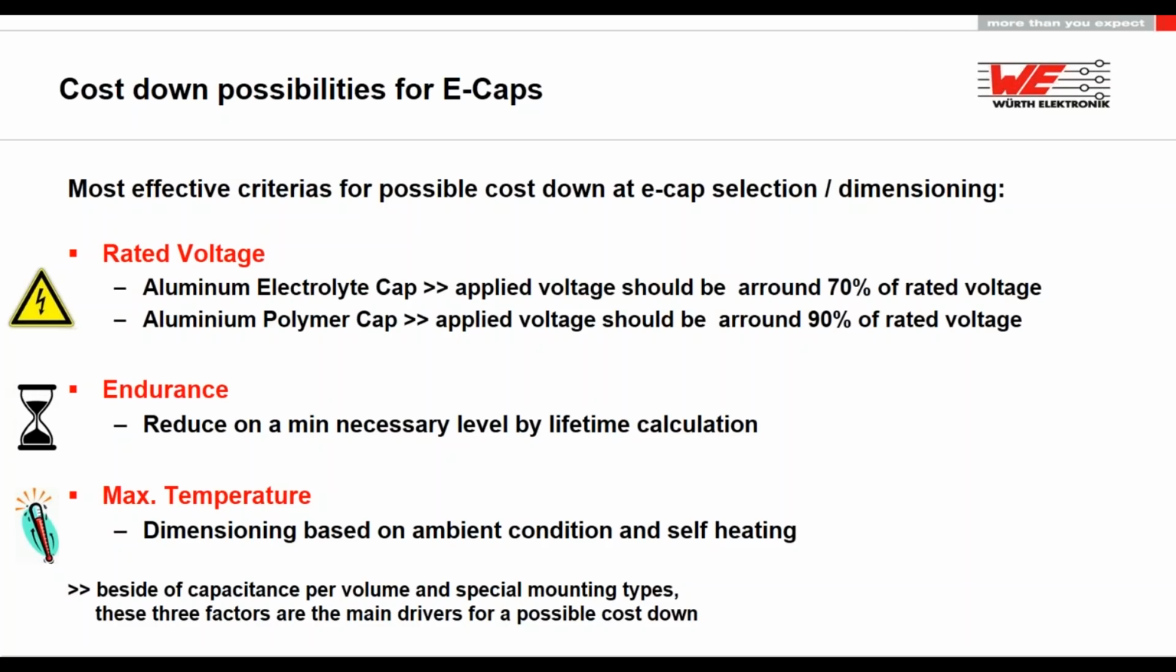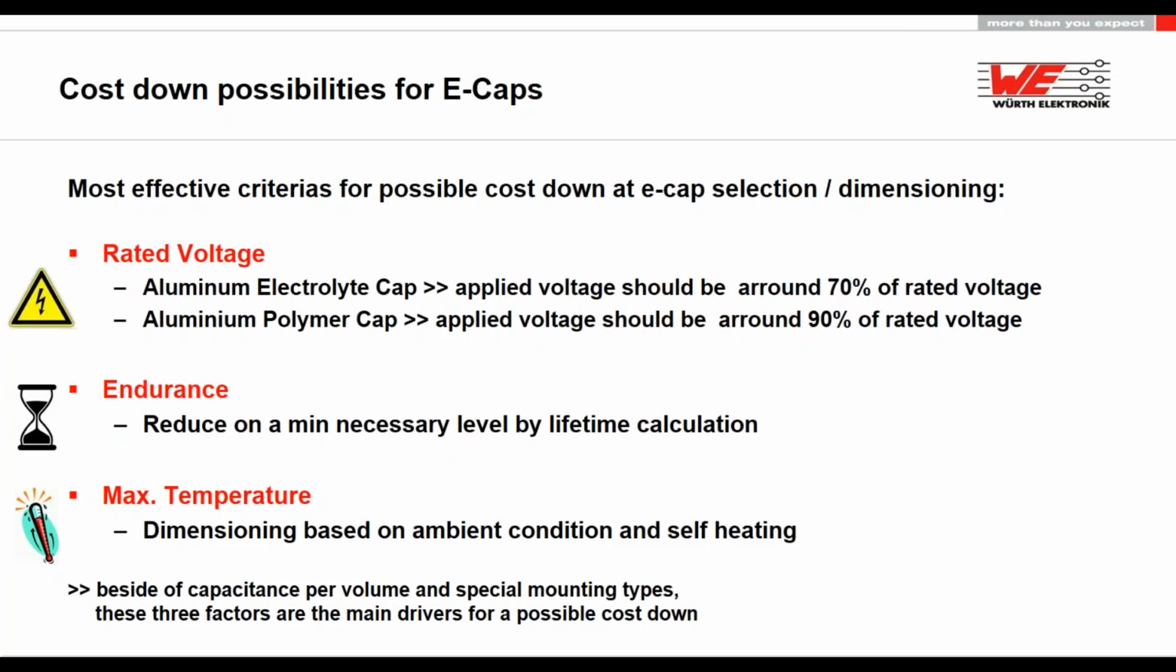For the endurance, it's a question of reducing to the necessary minimum what you can do by lifetime assumptions and calculations. Because sure, if you go for 3,000 hours against 2,000, normally the 2,000 hour types, or let's say the types with less endurance, are cheaper because you use different electrolytes, different materials inside. And also a big factor can be the maximum temperature. So if it's not necessary to have 105 or 125, select 85-degree types.